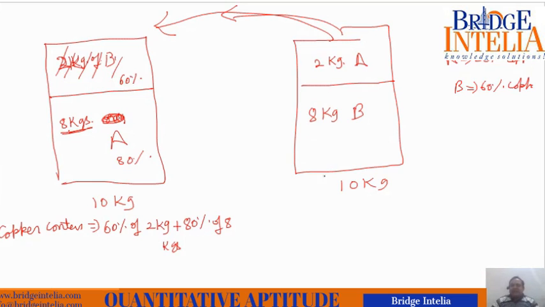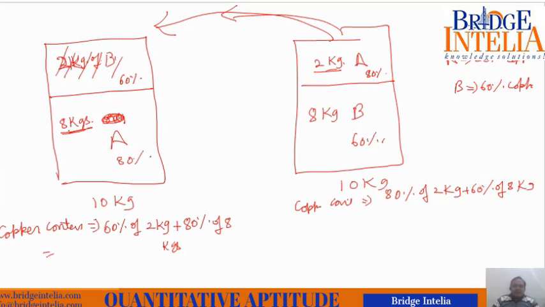And what is the copper content here? Here the copper content, this is 2 kg from A, so this contains 80% copper, and this contains 60% copper. So similarly, the copper content here will be 80% of 2 kgs plus 60% of 8 kgs.